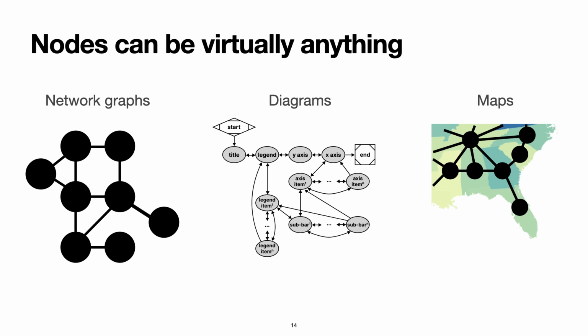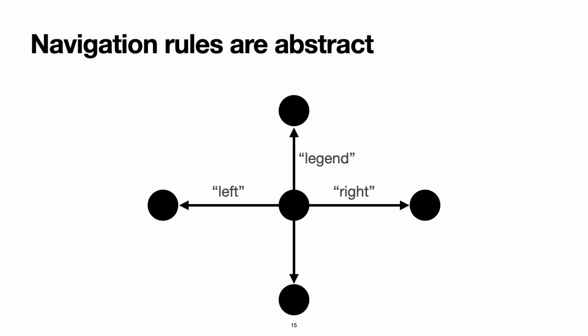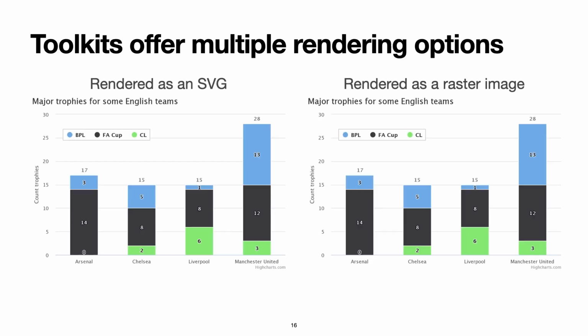Nodes can be virtually anything structurally. Individual data points, groups of data points, or even information like a title, access label, visual feature, or annotation. Our edges, which have navigation rules, can also be anything. Our rules are abstract. So left, right, up, down, or even a rule like legend can exist on an edge. Our rules are whatever makes sense for the visual.